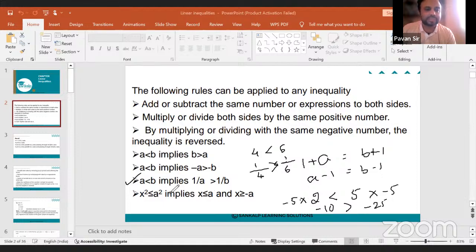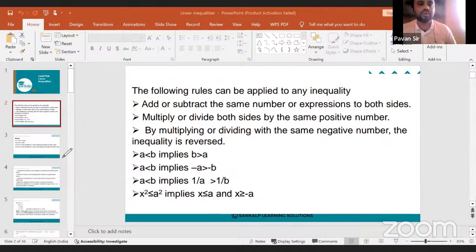Next, x square is less than or equal to a square, which implies x is less than or equal to a, and x is greater than or equal to minus a. So a square in the sense what? A square has multiple meaning. A into a is a square, minus a into minus a is also a square itself. So because of that, we can say that x is less than or equal to the positive number, x is greater than or equal to the negative, like this. Okay, next one.